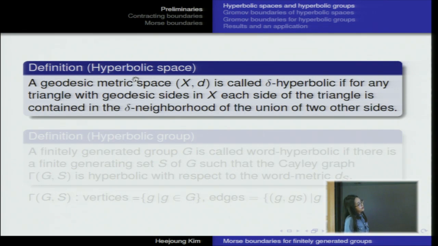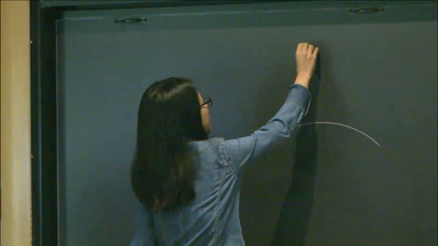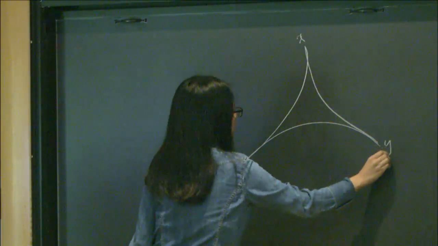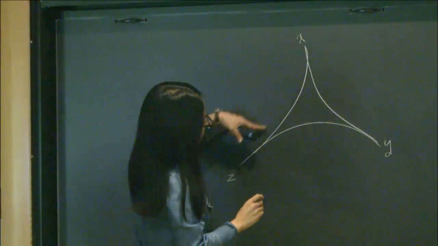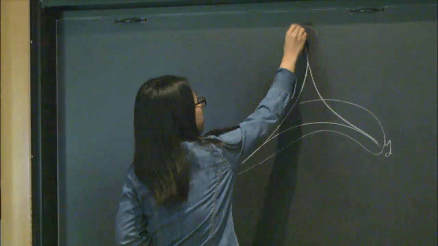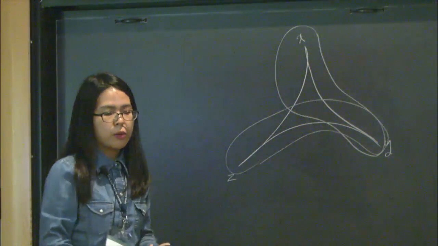So yeah, let's briefly review hyperbolic space. A geodesic metric space is called delta hyperbolic if every geodesic triangle is delta thin. So we have this picture in our mind. Like we have a very thin triangle X, Y, Z. So this side is contained in the delta neighborhood of the two other sides. So we have this picture in our mind.